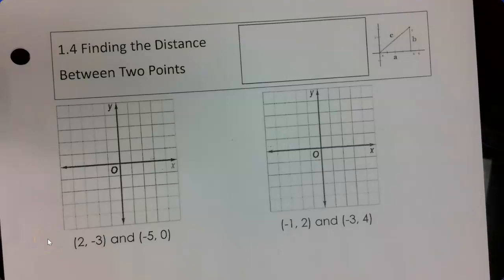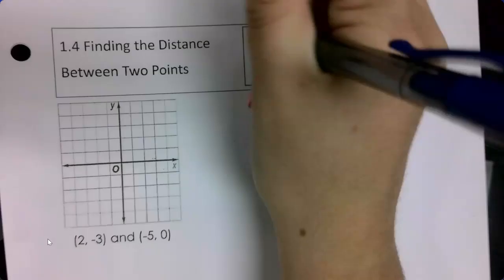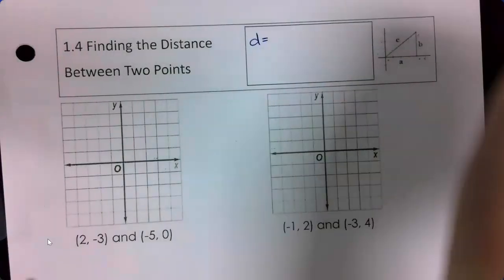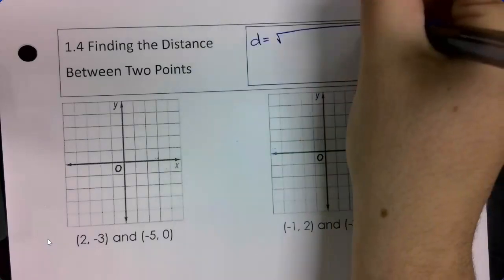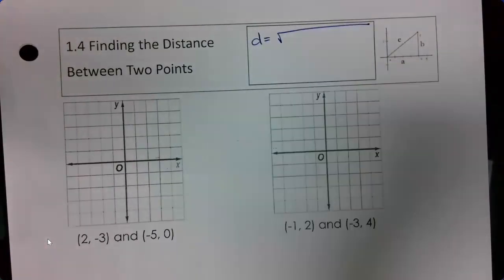So today we're doing finding the distance between 2 points. There's two formulas I'm going to tell you. The first one is the distance formula. This is going to be d equals the square root. And the square root is going over everything.